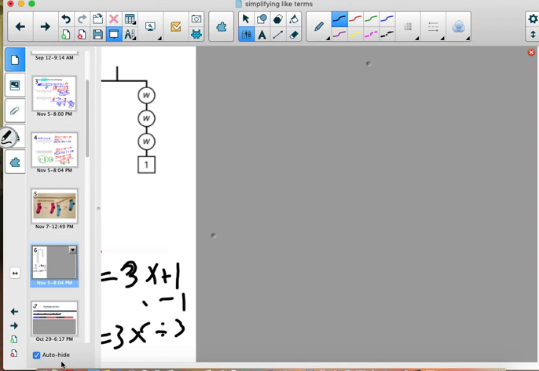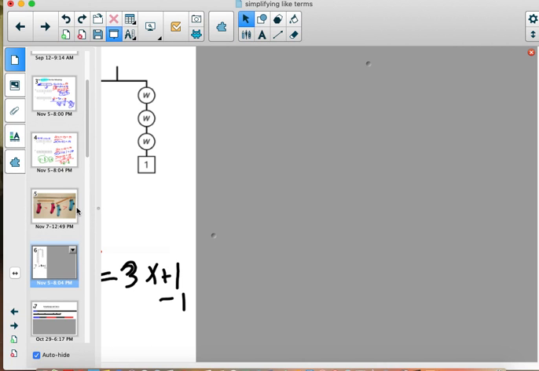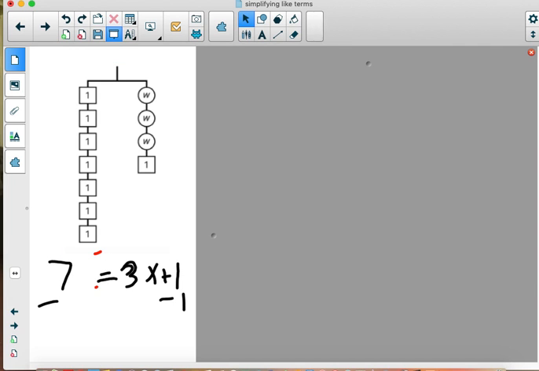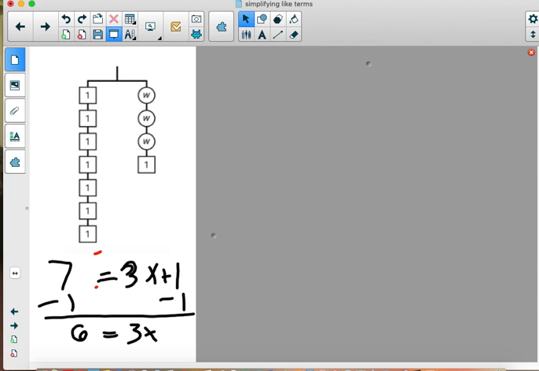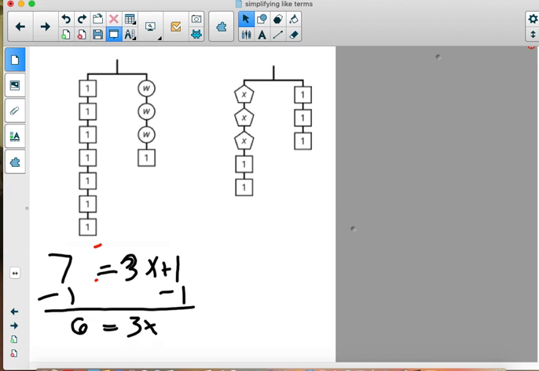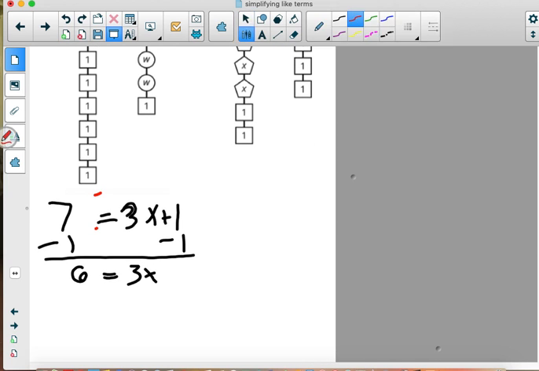Alright, good. So you subtract. Yeah, this is a two-step equation. Let's see what happens. Minus 1, minus 1. You had 6 equals 3x. I like that. Alright, finish it.